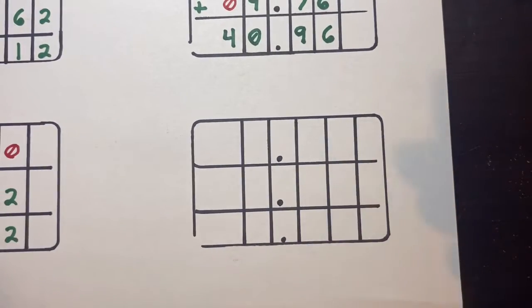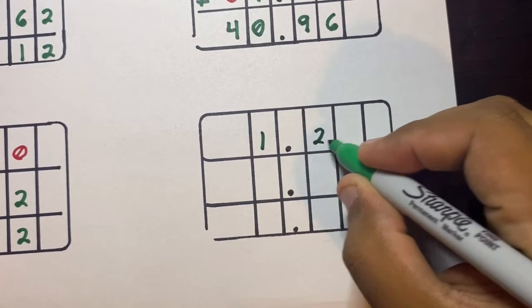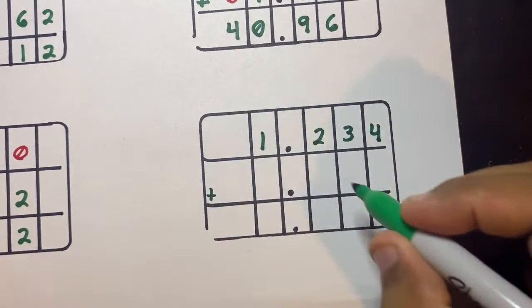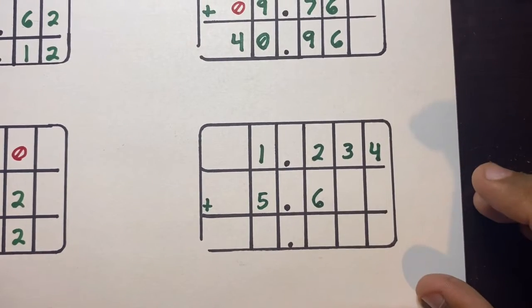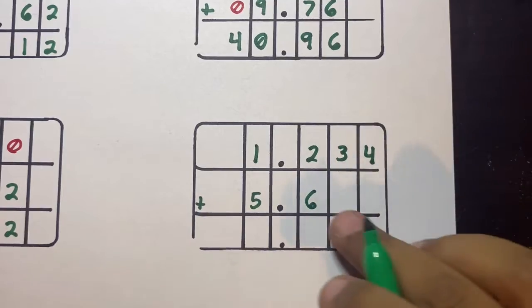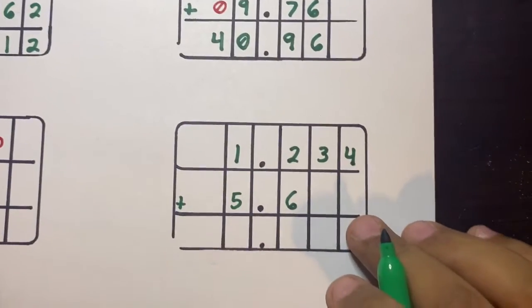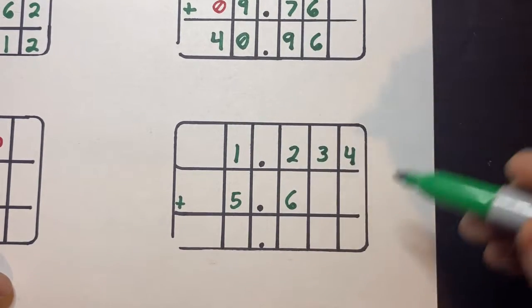Now let's just do a very simple equation for this one. Let's do 1.234 plus 5.6. Okay? You don't have to put zeros here. I only put the zeros because it helps me, but you really don't have to. As long as you align them correctly, you don't need the zeros.